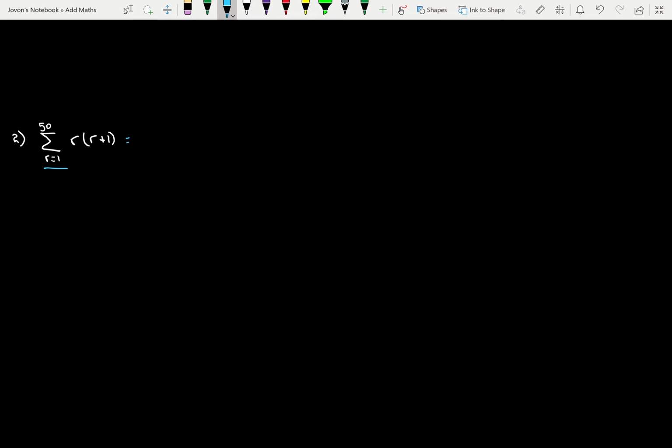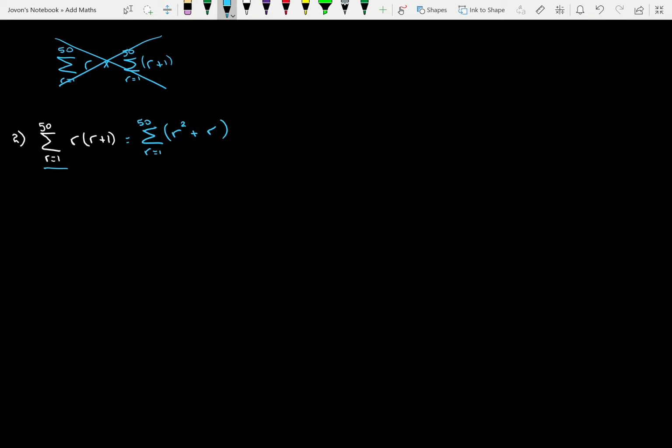Now note for this one, we cannot find the sum from r is equal to 1 to 50 of r and multiply that by the sum from r is equal to 1 to 50 of r plus 1. It does not work like that. Okay, we cannot do it this way. So what we have to do is actually expand this out, because this is wrong. Okay, so we find the sum from r is equal to 1 to 50 of r squared plus r.